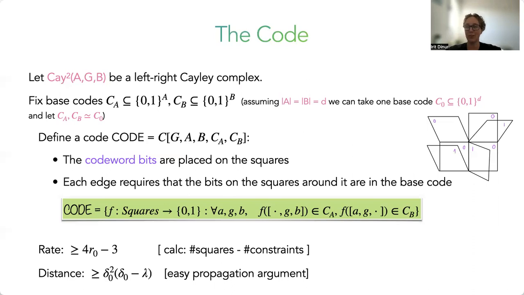And since we assumed some information about the expansion of this graph, we can deduce using kind of standard expansion arguments that the number of ones must be huge. It's a linear fraction.